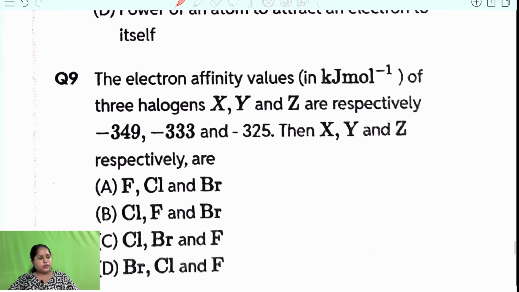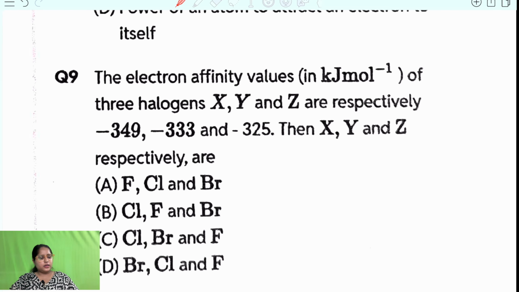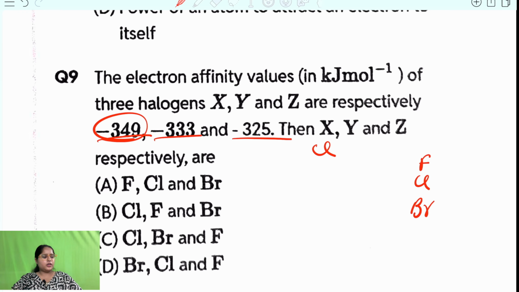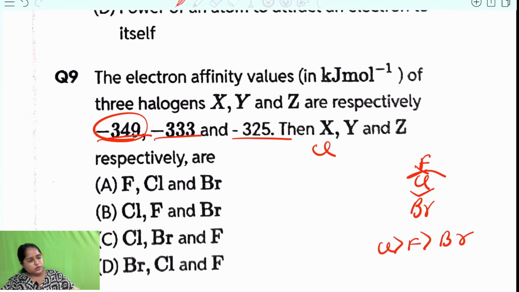Question number 9. The electron affinity values of X, Y, Z are given respectively. 349 is the highest, and highest is for chlorine, so X is chlorine. We are talking about fluorine, chlorine, bromine. How will it be arranged? Chlorine will be more than fluorine and then bromine. So chlorine, then 333 means it is fluorine, and then bromine. So chlorine, fluorine, bromine, question number 9, B option.